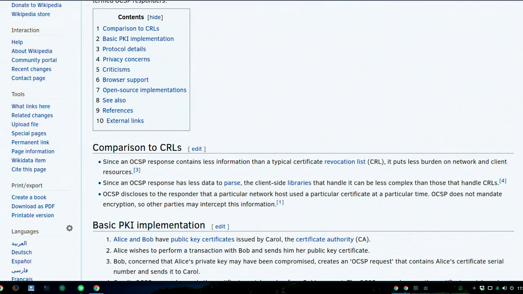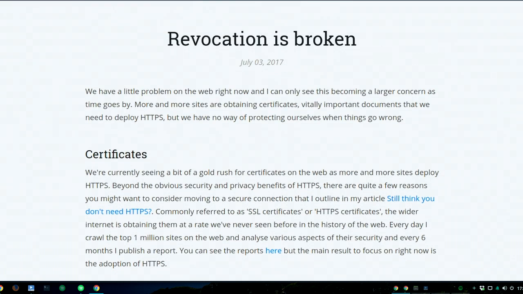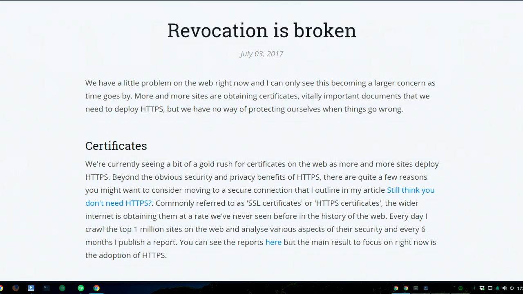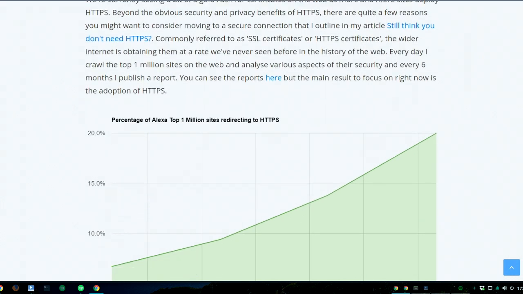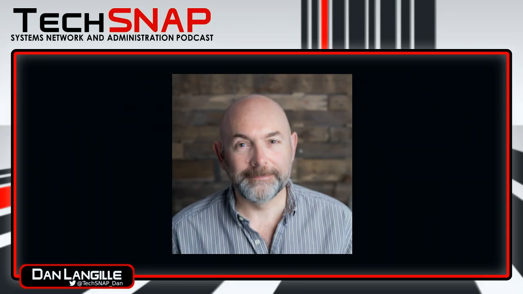Now, I went in and read his article on revocation is broken, and I found a couple of interesting things. One, basically the reason that CRL is broken is because it is a huge list of certs, and it may be slightly out of date. You may not be downloading it all. Your browser may be using an old CRL, stuff like that.